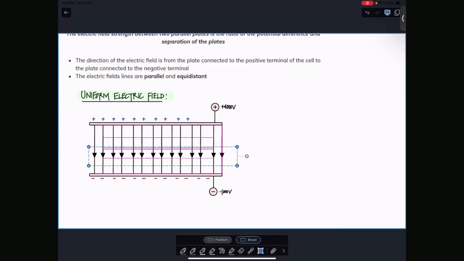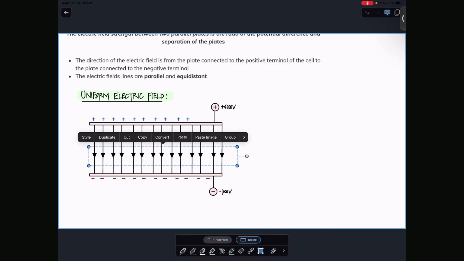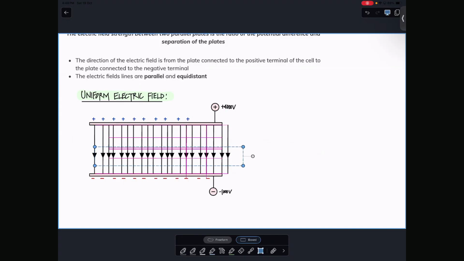Right. So যেটা হচ্ছে যে তুমি যদি ভোল্টেজটা এখানে উপরে 4000 আর নিচে -1000, right? What's the difference? উপরে 4000, নিচে -1000. What's the difference? 5000, right? If I made this 10,000 in your diagram, you'd end up with how many lines? Double the number of lines.